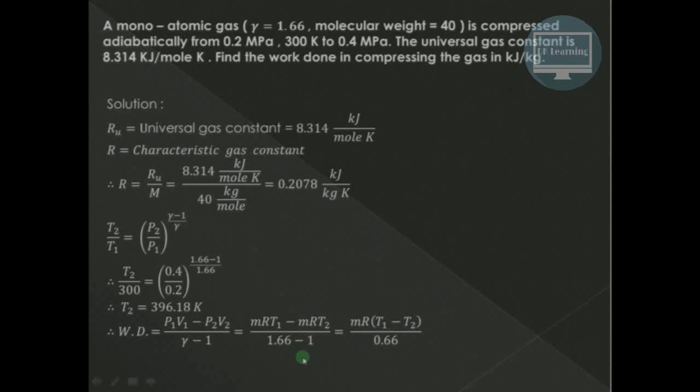Now, in case of the adiabatic process, the work done is given by P1 V1 minus P2 V2 divided by gamma minus 1. Now, in place of P1 V1, we can substitute mRT1, and in place of P2 V2, we can substitute mRT2. So, taking this mR common, we can say that it is mR into bracket T1 minus T2. So now, substituting the values, we'll get work done is equal to minus 29.83 kilojoule per kg.